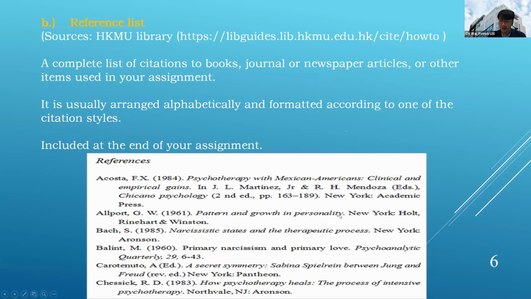Pattern and Growth in Personality is in italics, and that tells people, hey, this is the name of the book. Now, New York, colon. New York here is the place of publication. Then Holt, comma, and then Rinehart and Winston. This whole thing is the publisher name. Maybe you are not familiar with that, but for example, we have Cambridge University Press.